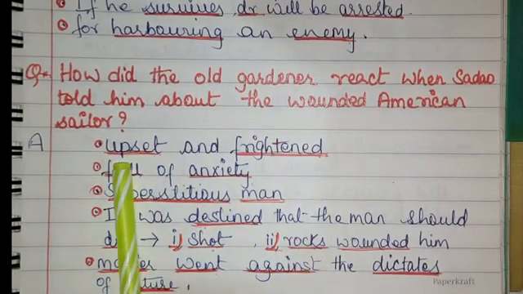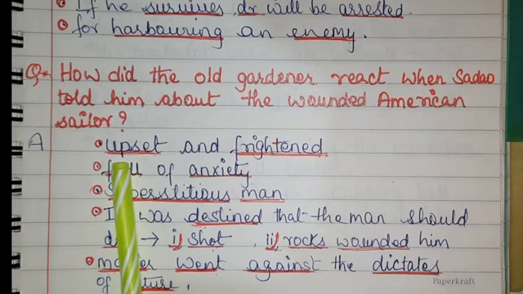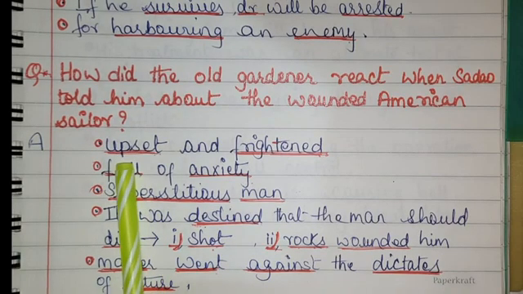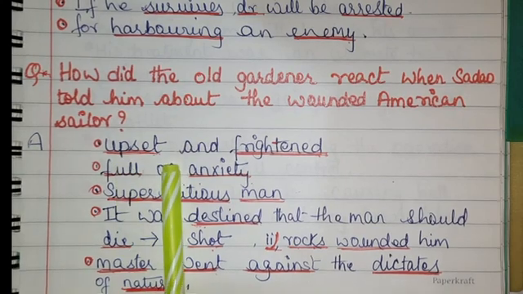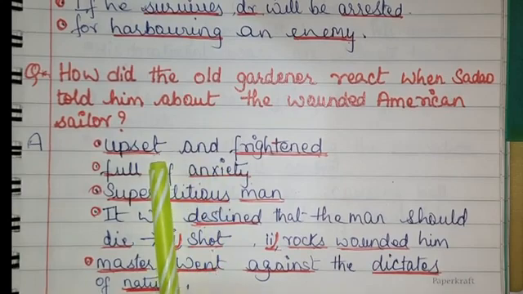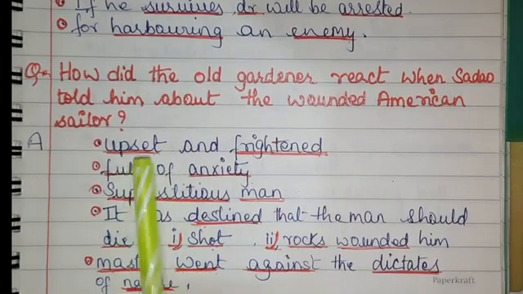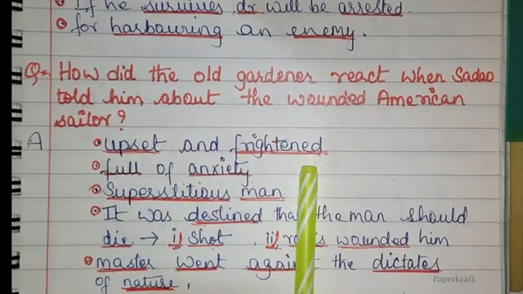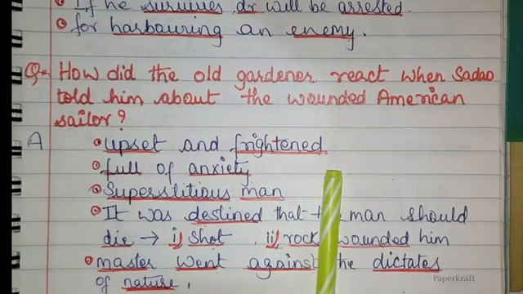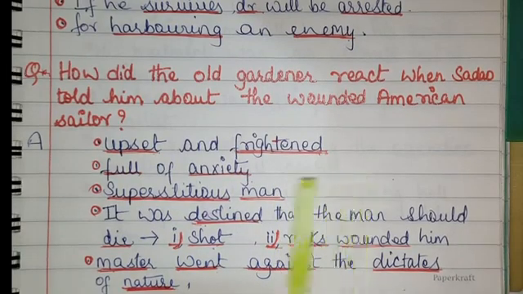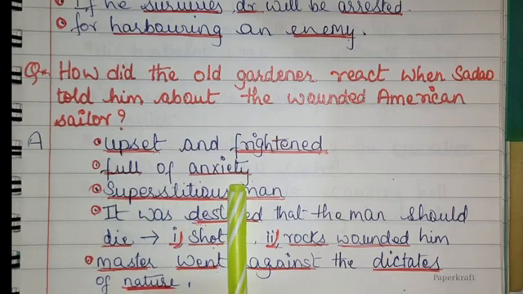He was sad because Sadao's father never used any foreign item in his house, but his son had brought a foreign man into his room itself. That is why he was upset and frightened, because the man was from an enemy country. Because of his appearance, it was revealed. He was full of anxiety.